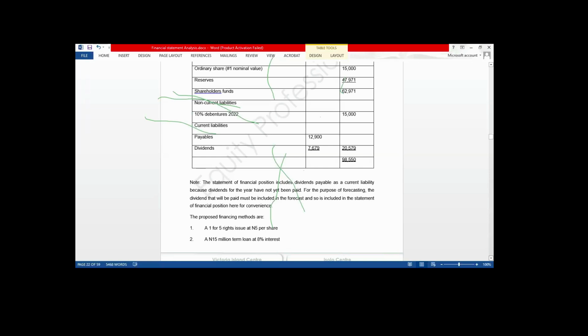The proposed financing methods are: 1, a 1-for-5 rights issue at 5 naira per share, and option 2, a 15 million naira term loan at 8% interest.